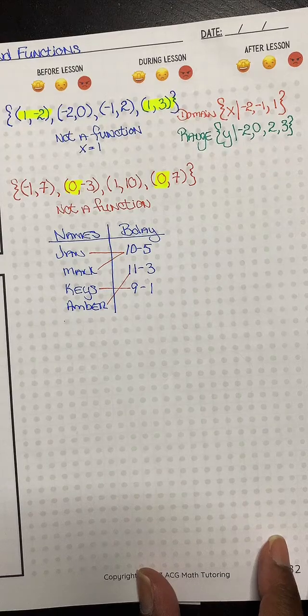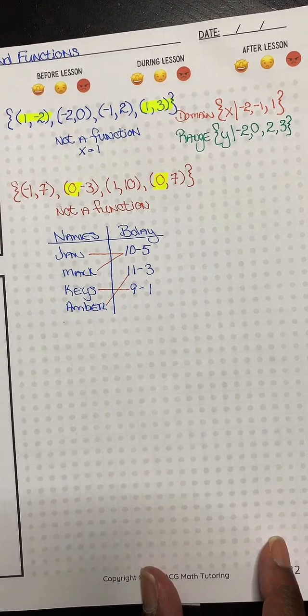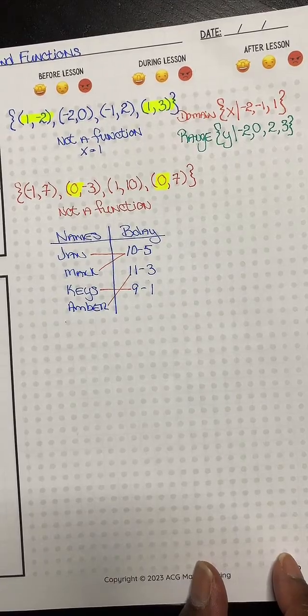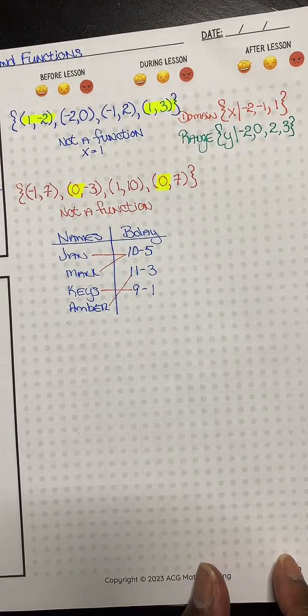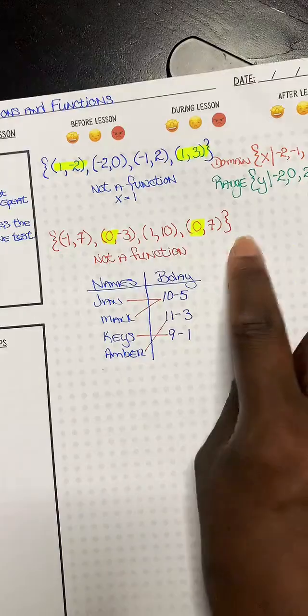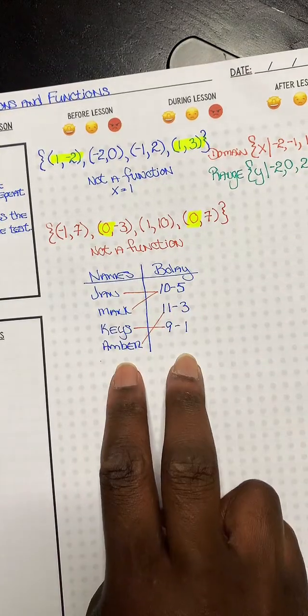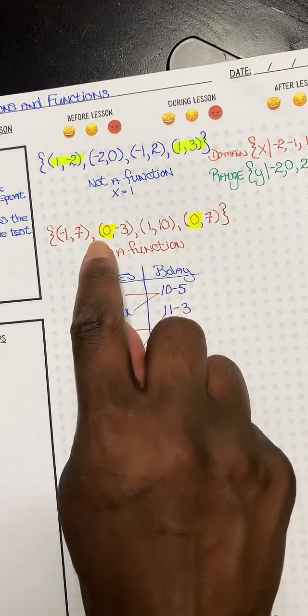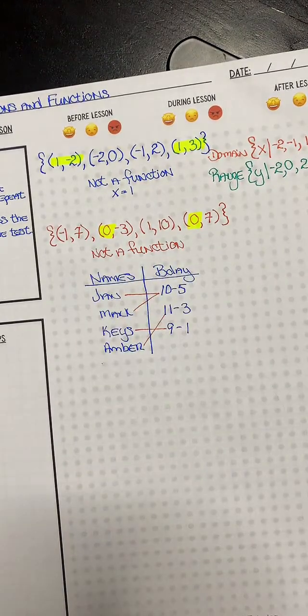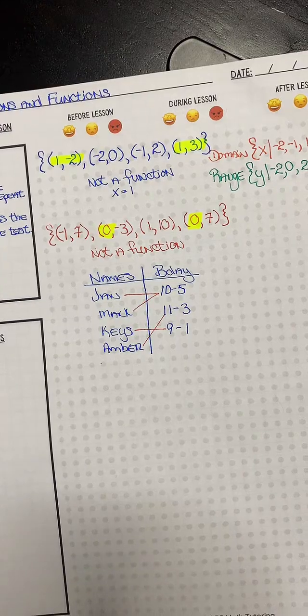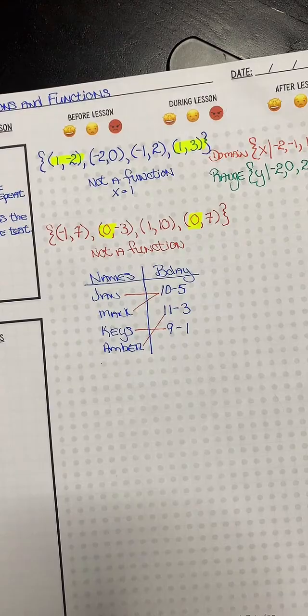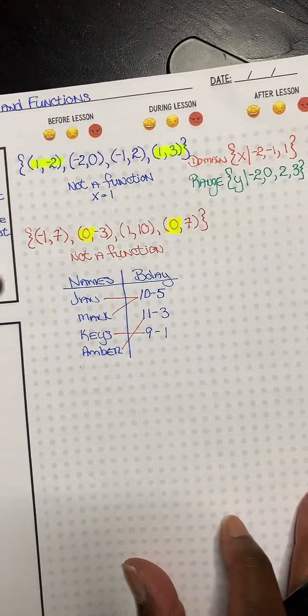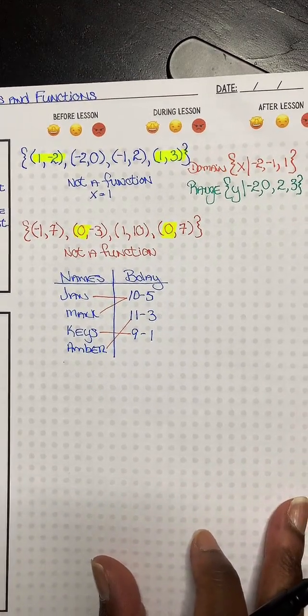Okay? All right, so what are we talking about? Well, right now we're looking at relations and functions. So how can we tell something is a function? Okay, these are a bunch of relations. Comparing your names and birthdays, that's a relation. But in order for it to be a function, your X values cannot repeat. Okay, our X values cannot repeat. Try to keep it as simple as possible.